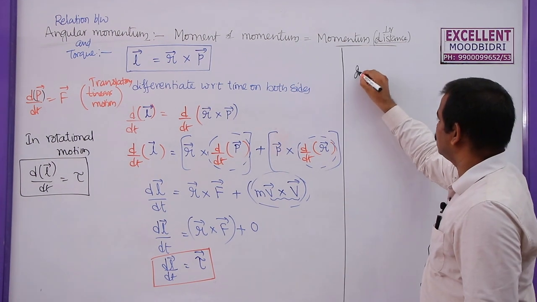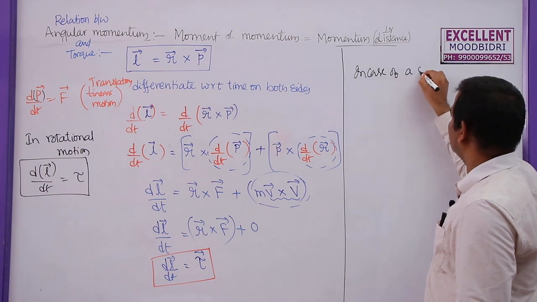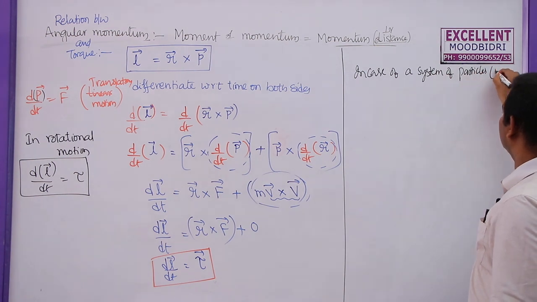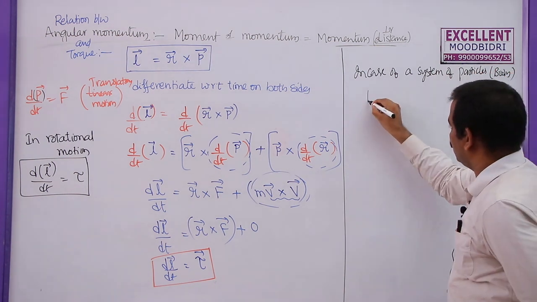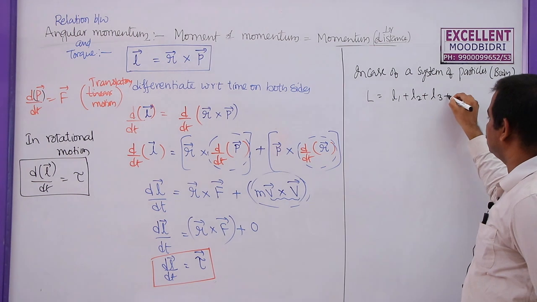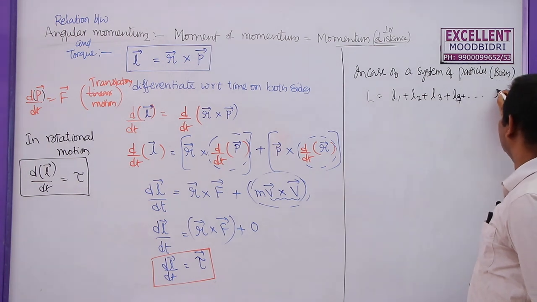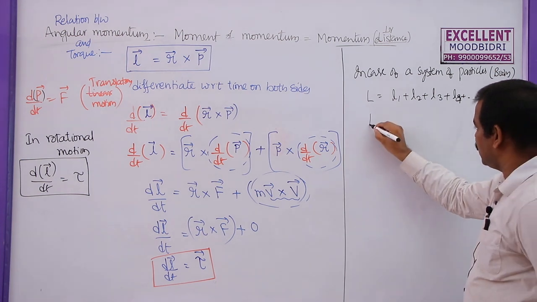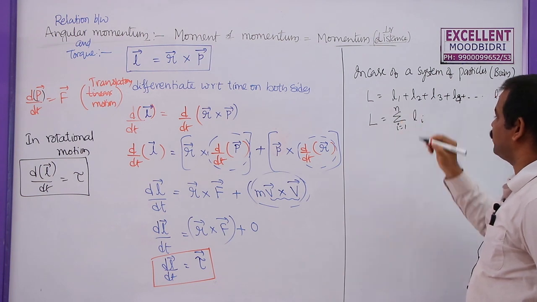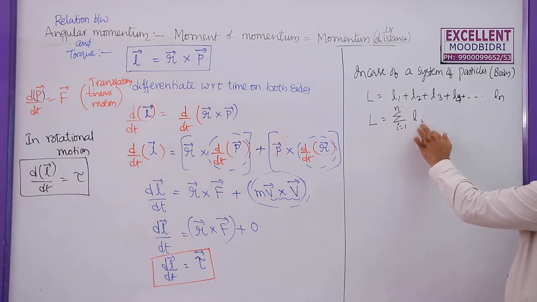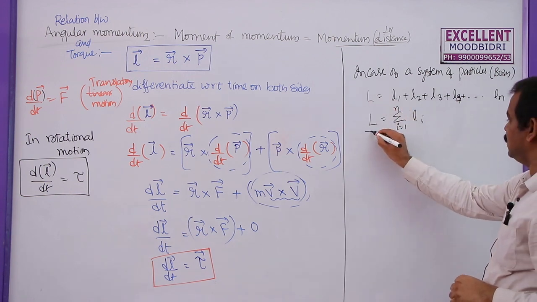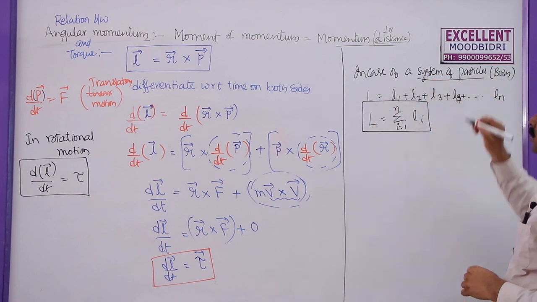In case of a system of particles, that is a body, the total angular momentum of a body is given by the sum of the angular momentum of each and every individual particle. So we write L is equal to sigma Li with i is equal to 1 to N. That is, if you substitute i is equal to 1, this will become L1, plus i is equal to 2, L2, up to i value N. So this is the total momentum of the system of particles or a body.